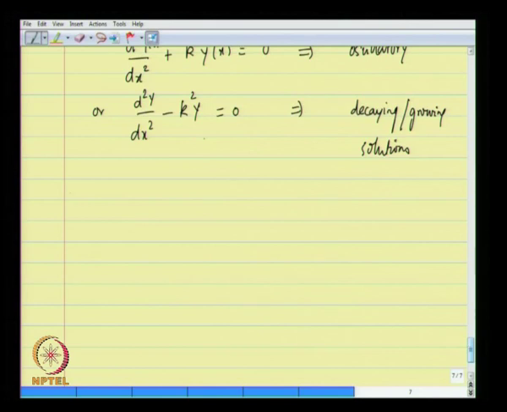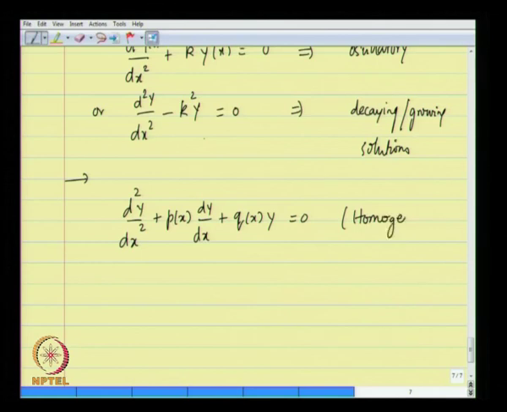Okay. Then the other types of second order differential equations, the general linear second order differential equation: d square y by dx square plus a function p of x dy by dx plus another function q of x y is equal to 0. This is a homogeneous linear second order DE.